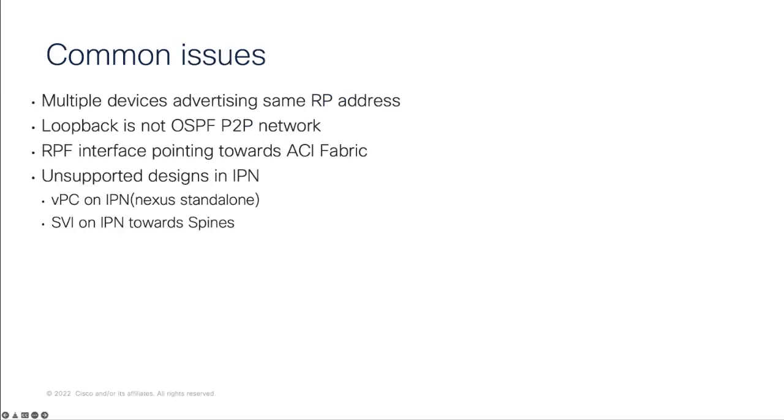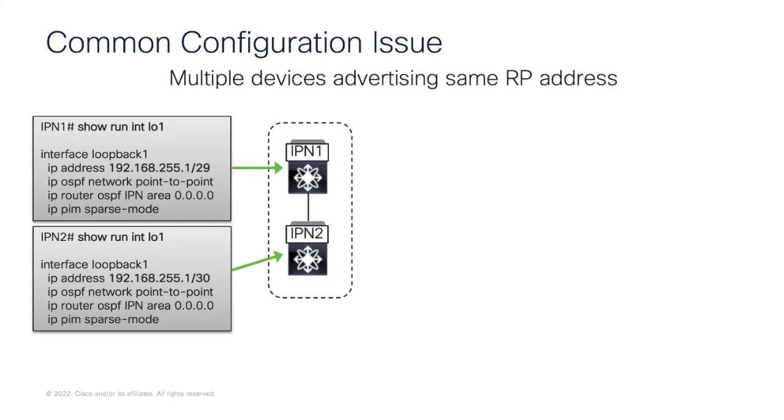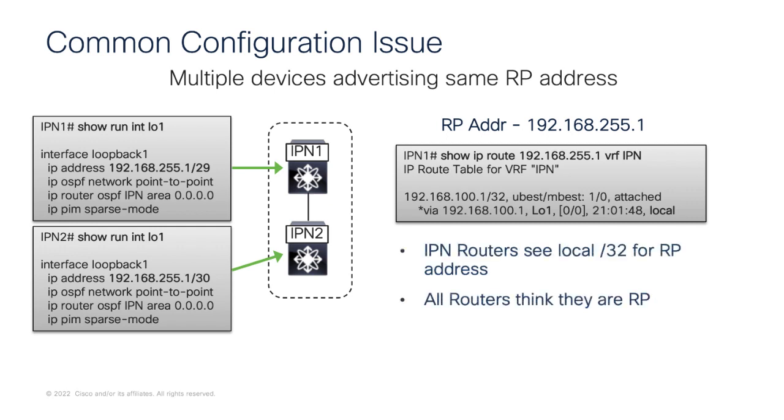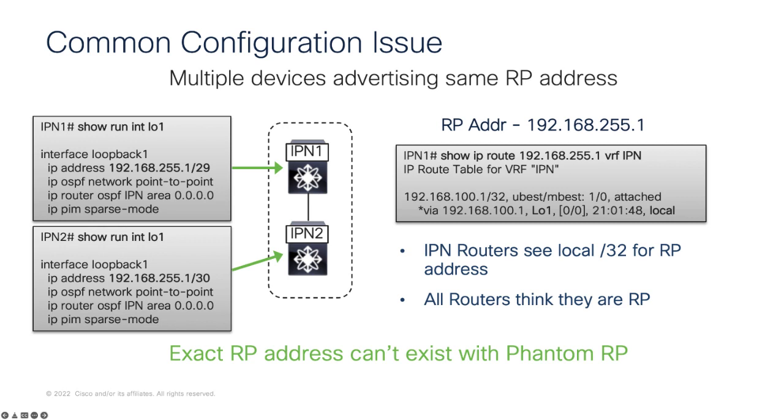Let's go over some common issues in IPN and Phantom RP configurations. The most common misconfiguration we have seen in the field is someone configures the RP address on the loopback itself on the IPN device. As pointed out earlier, as the name suggests, the RP address is not supposed to be configured anywhere. An IP address configured locally on a Cisco router is installed in the routing table as a /32 route. Hence, it will always become the longest prefix match. With this configuration mistake, all IPN routers will think they are the RP for the given group, and you will end up with a broken multicast tree in your IPN.